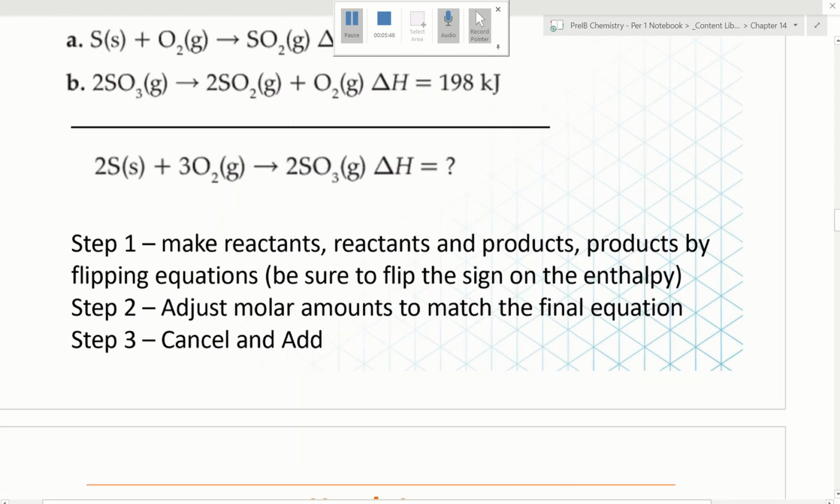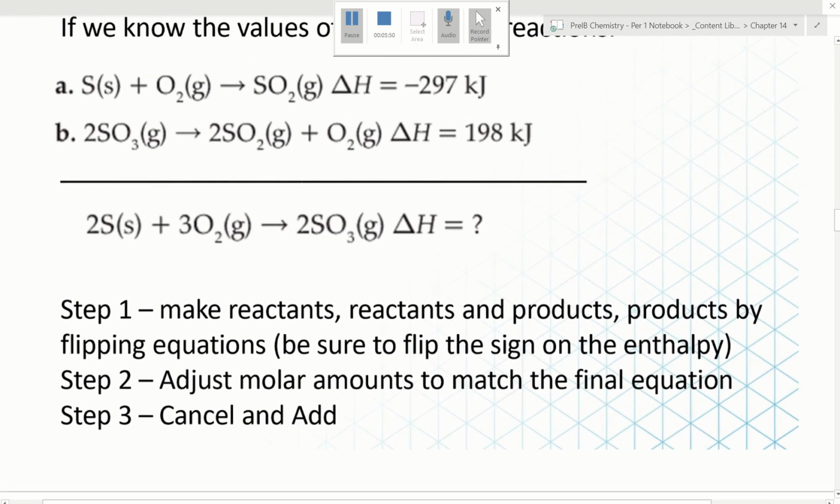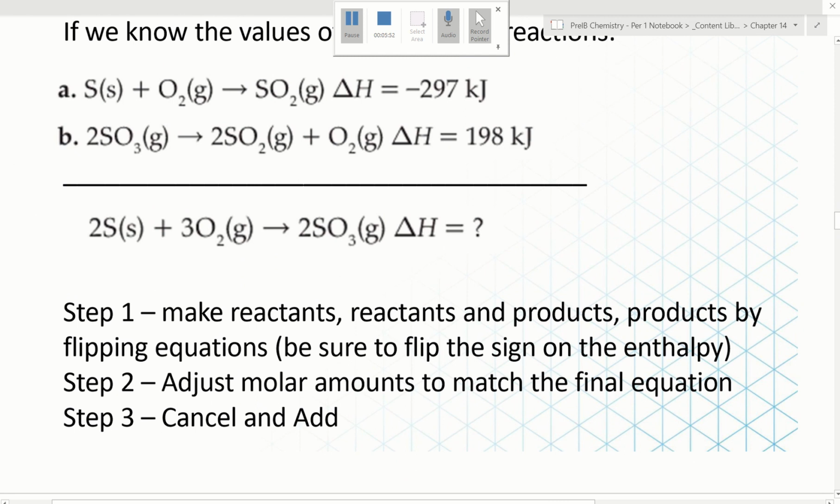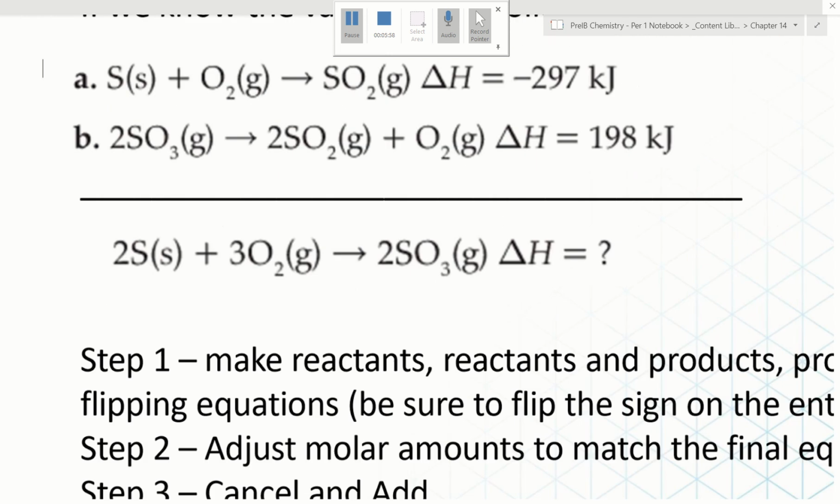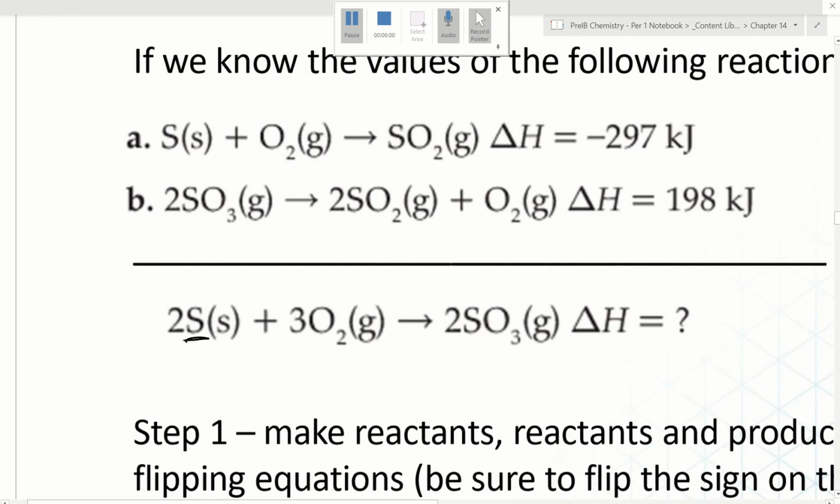I've got 3 steps here to solving a Hess's law problem. Step 1 is make sure your reactants are reactants and your products are products. So here's how this works. I have sulfur as a reactant. Remember, this is the equation I'm trying to solve for. Well, sulfur's a reactant here, and it's a reactant there, so check.